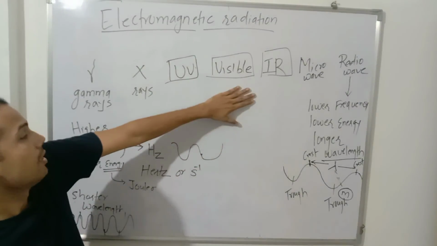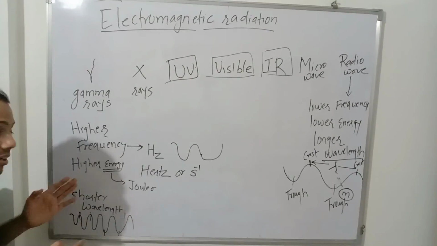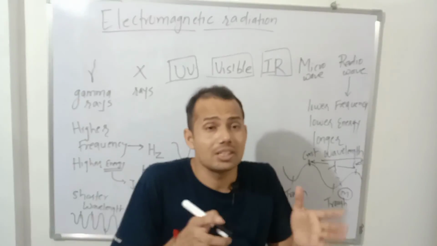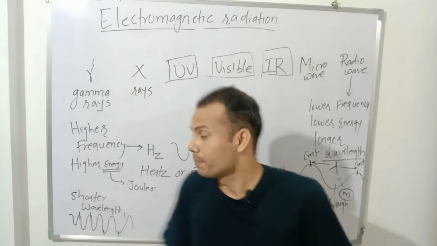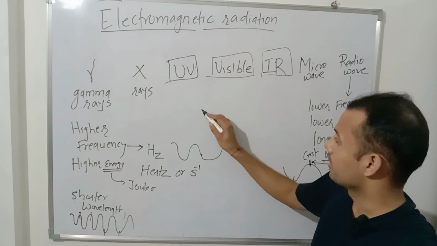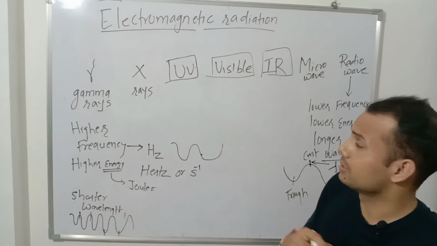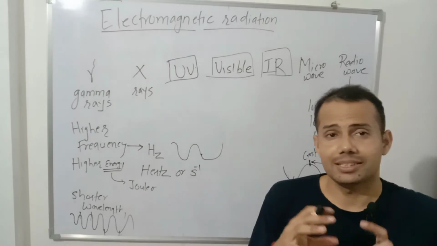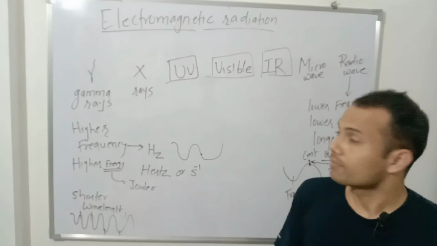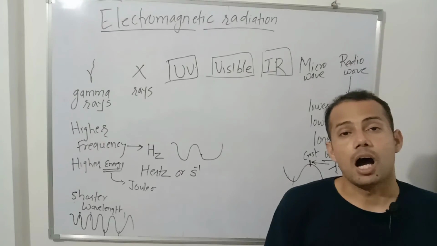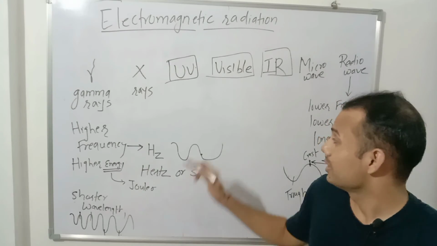So if you move from radio wave to gamma rays, energy increases as well as frequency increases, but wavelength decreases. So there is an inverse relationship between frequency and wavelength. They are opposite: if frequency is increasing, then wavelength will decrease, and vice versa.